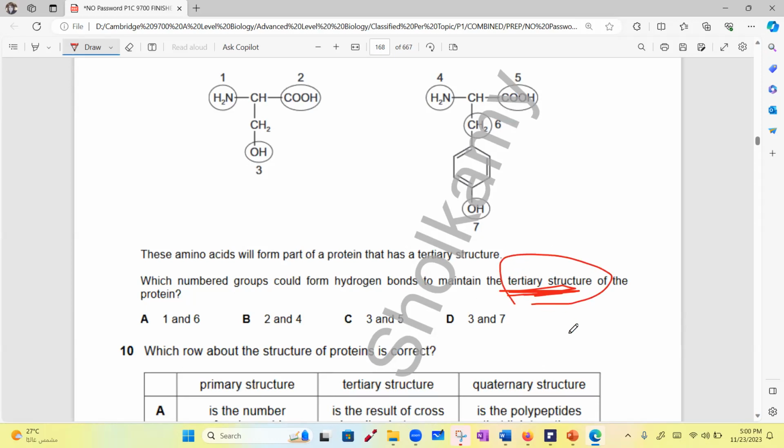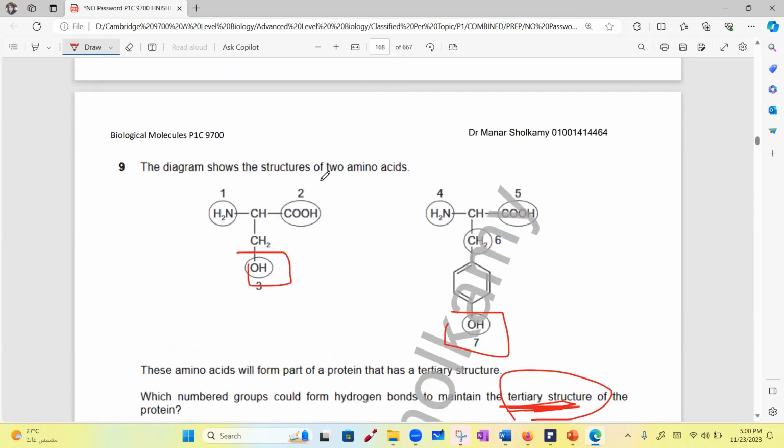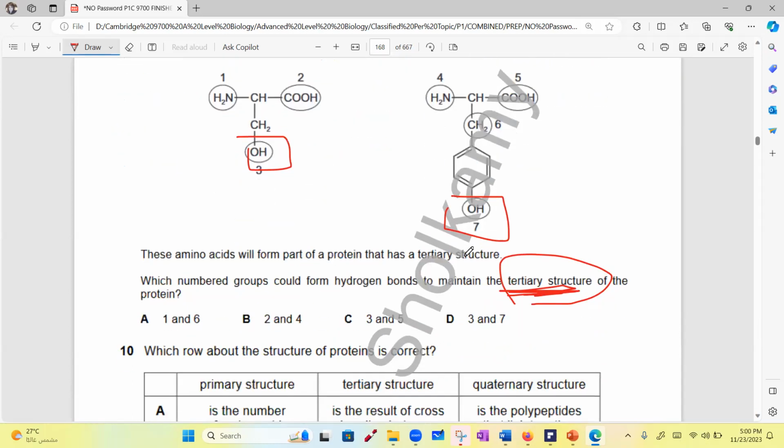D. Yes, you are correct, D. Why did you choose D? Because the tertiary structure is held in place by the bonds between the R groups. Okay? It can never be 1 or 2 or 4 or 5 because these are not the R groups. Clear? Any questions? Good.